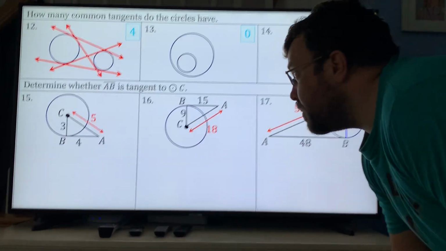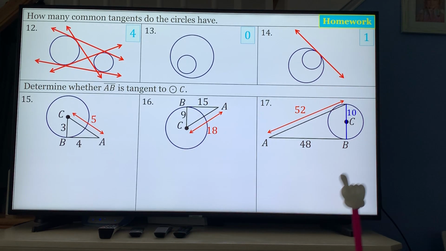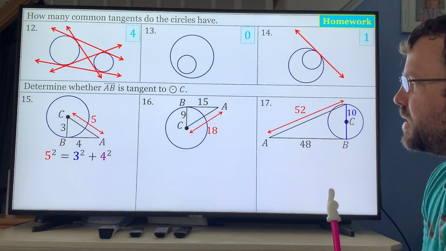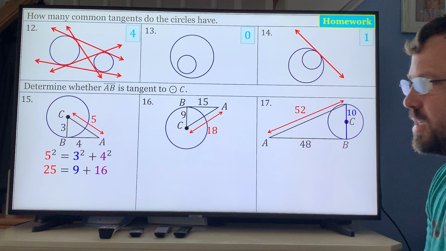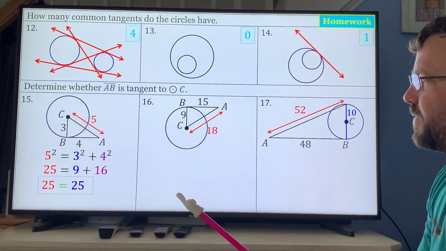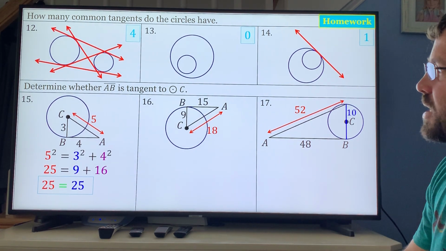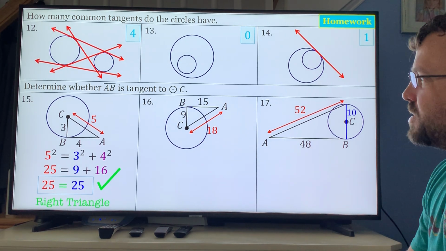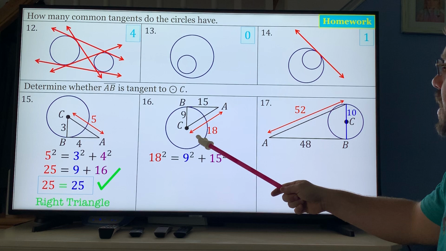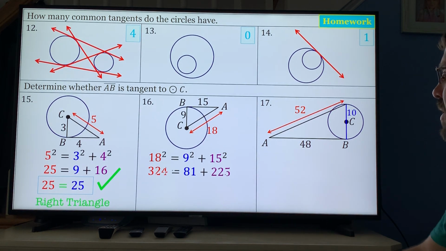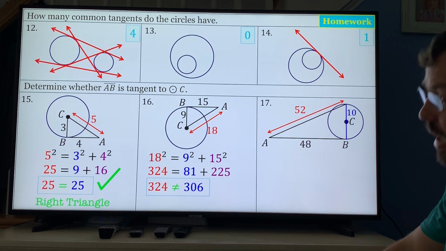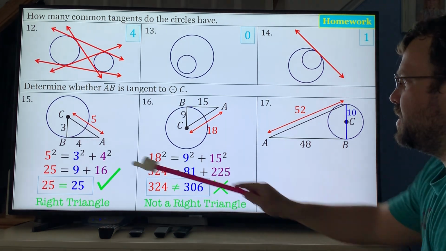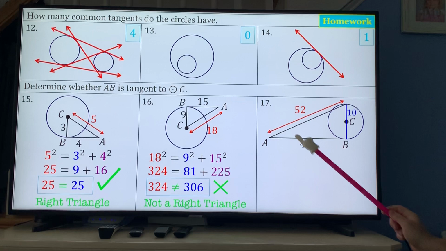Now, problem 15 should have had 5 squared equals 3 squared plus 4 squared. 25 is 9 plus 16. 25 equals 25, and that is your answer. Since that is a right triangle, that is tangent. This one right here, you have your 18 squared. It gives you the whole thing, not just part. All right, they do not equal each other, not a right triangle, so it is not tangent. Okay, tangent is a check, not tangent is an X.